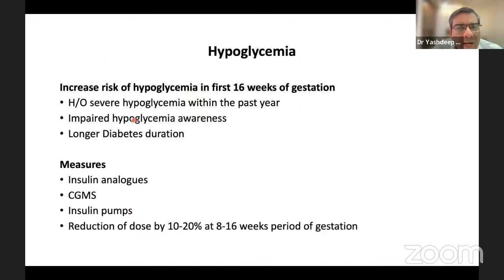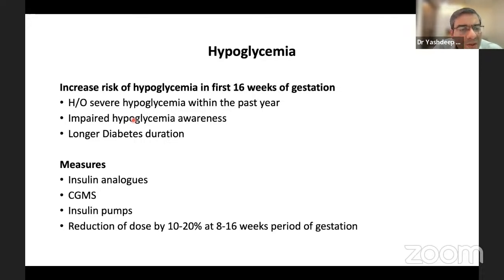Now, when we try to keep glucose in tighter control, there will be risk of hypoglycemia. It is particularly severe within the first 16 weeks of gestation. The risk factors are a history of severe hypoglycemia within the past years, impaired hypoglycemic awareness, and longer diabetes duration. So these are the risk factors for hypoglycemia during the first 16 weeks of gestation.